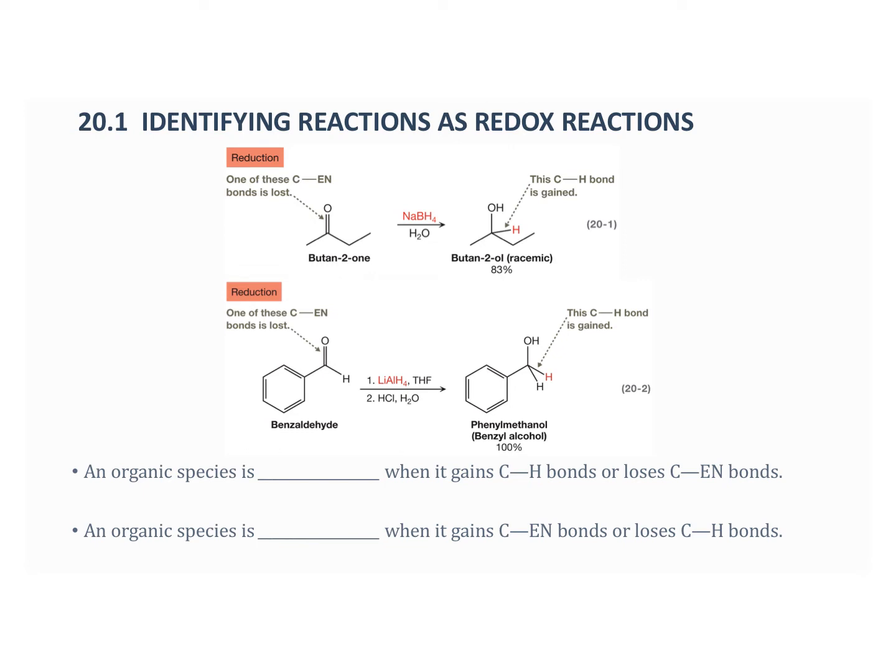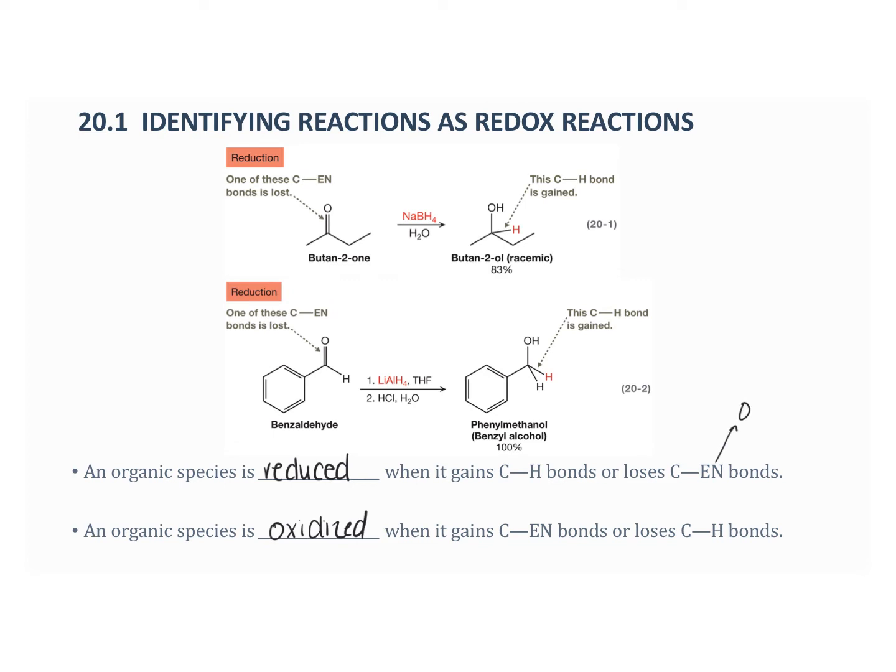So when an organic species is reduced, it gains a carbon-hydrogen bond or loses a carbon electronegative atom bond. An organic species is oxidized when it gains a carbon electronegative atom bond or loses a carbon-hydrogen bond. Now, let's talk about this electronegative atom here. It's an atom that is more electronegative, and that would be things like oxygen, okay?